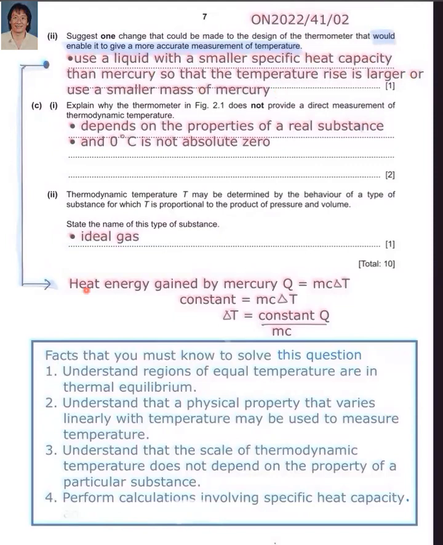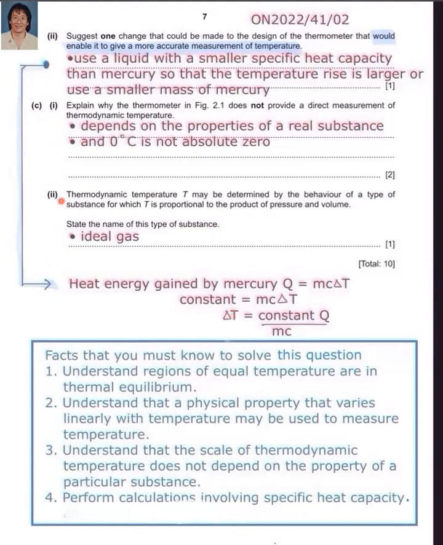The reasoning is here. The heat energy gained by mercury is Q, which is equal to mc times delta T. Q is a constant, so the change in temperature equals a constant divided by mc. So a smaller mass of mercury or a smaller heat capacity will make delta T larger, and the temperature can be measured more accurately.